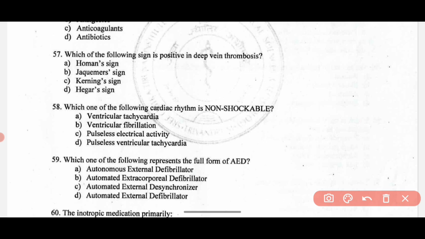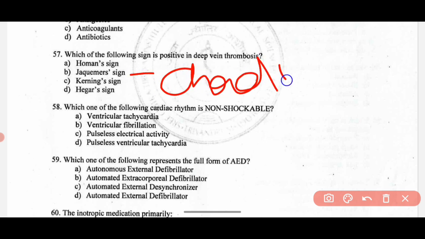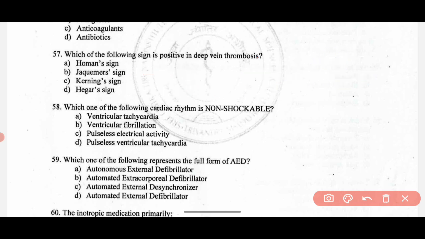See, in option B, you can see Jacobian sign. Jacobian sign is also called Chadwick sign. What is that Chadwick sign? Jacobian sign or Chadwick sign is nothing but a dusky hue or purplish discoloration of the mucous membrane of the vagina. It is usually seen in the early pregnancy stage, around the 8th week of pregnancy. So that is called Jacobian sign.